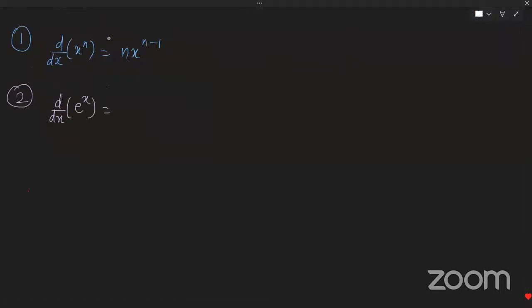Can you tell me d by dx of e raised to x? What will it be? e raised to x only. Great.